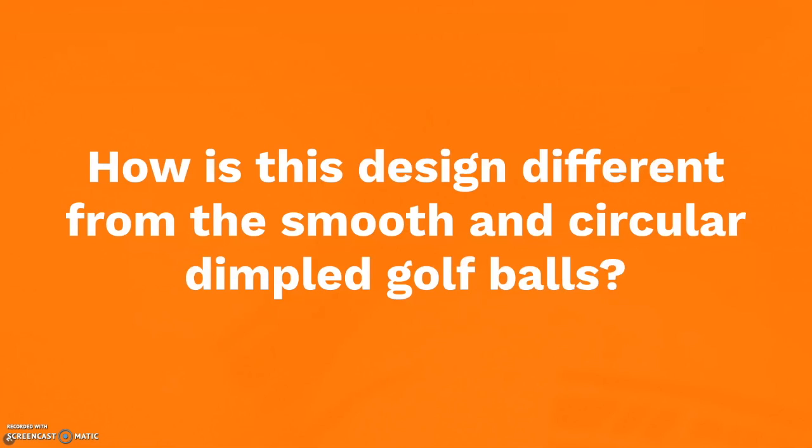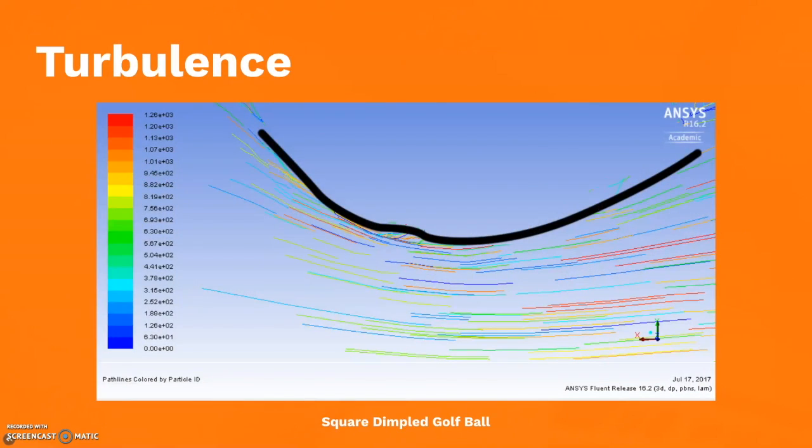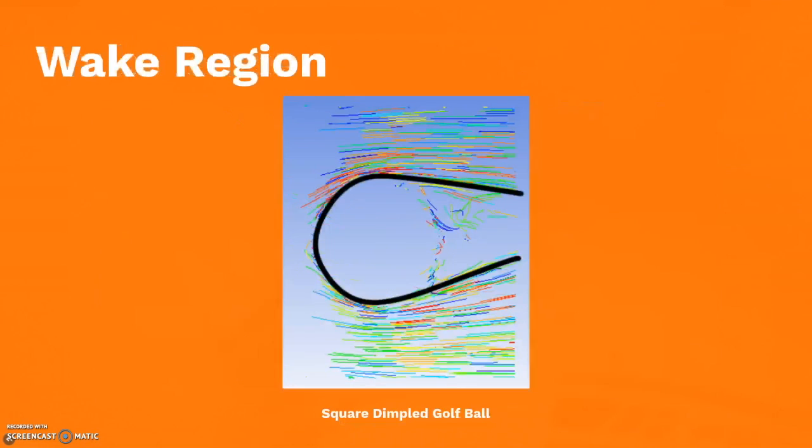So how does this design differ from the smooth and circular dimpled golf balls? Turbulence. In the process of air moving around the square dimpled golf ball, tiny pockets of turbulence or air disturbance is created on the surface. However, the overall shape of the airflow around the golf ball remains extremely similar to that of the smooth golf ball, rather than the circular dimpled golf ball.